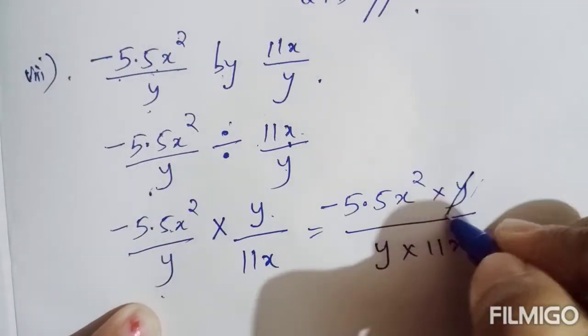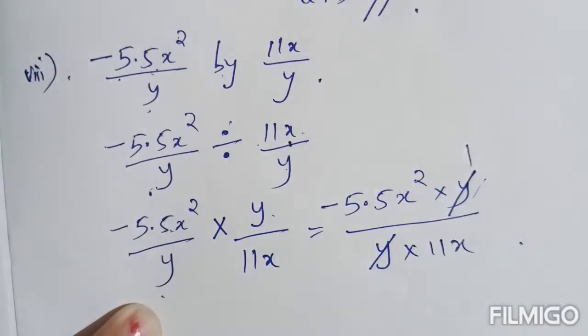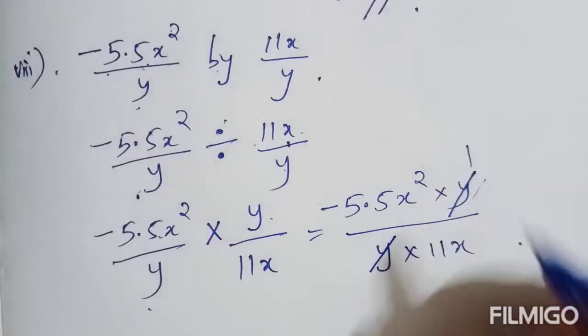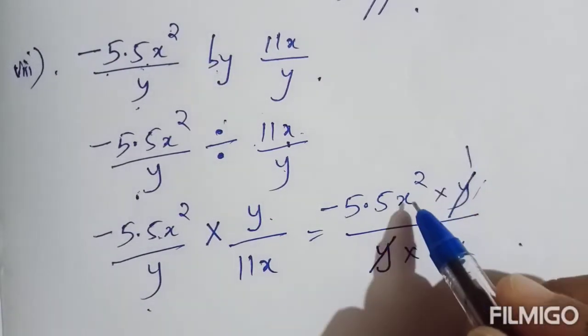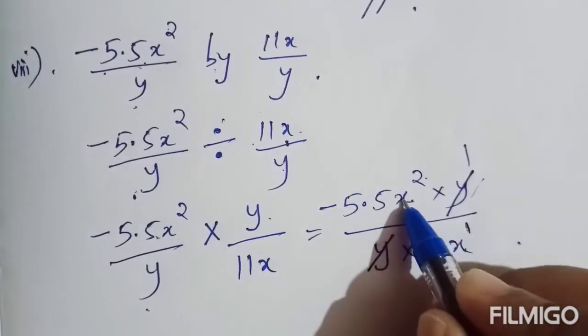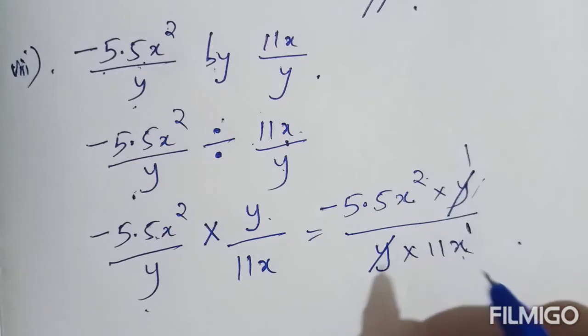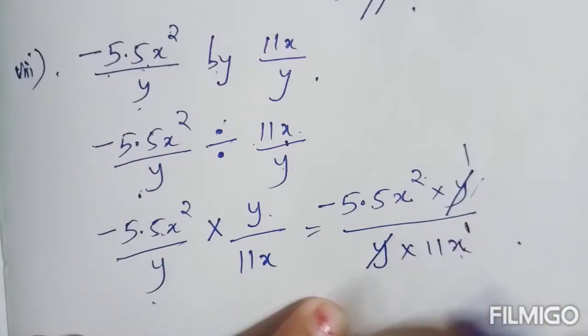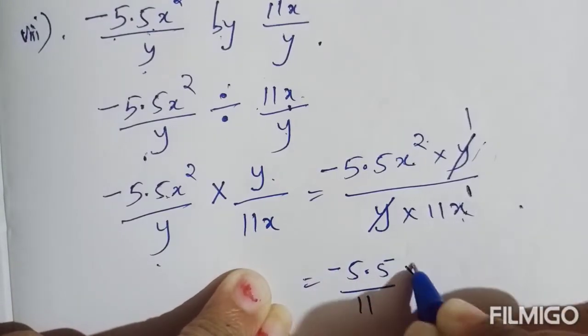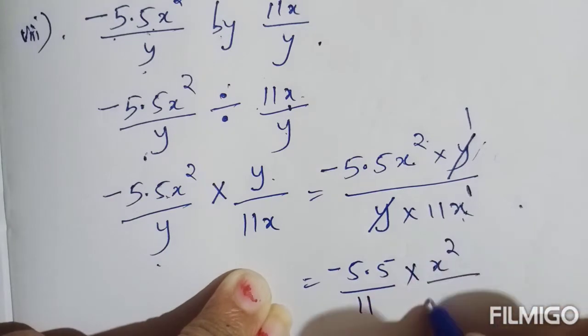So here you can see y and y, the same, coming in both numerator and denominator, so that will be 1. Now x square and x. x means it is x raised to 1. So these two you can divide because they are exponents having the same base, which is equal to minus 5.5 by 11 into x square by x raised to 1.